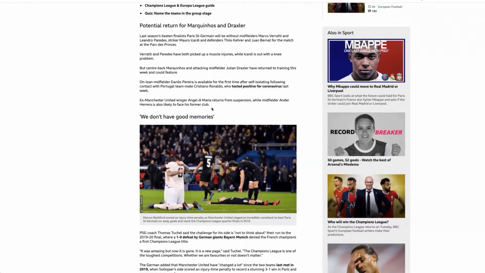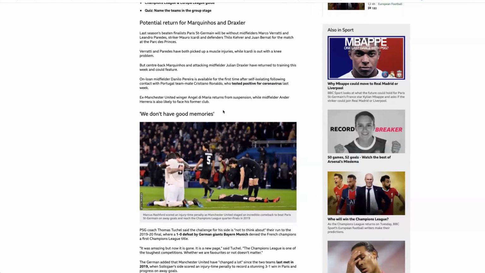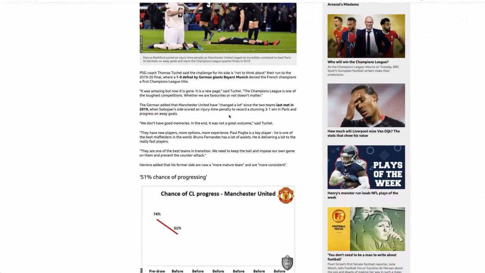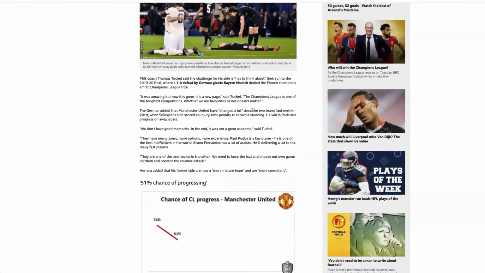Ex-United player Angel Di Maria is back from suspension, and Herrera is also likely to be playing. It's another tough game, and I can't think how to bet in this game or what to bet. Your initial instincts are, well, United will get smashed by PSG, but then you look at the players that are out and what's been happening.